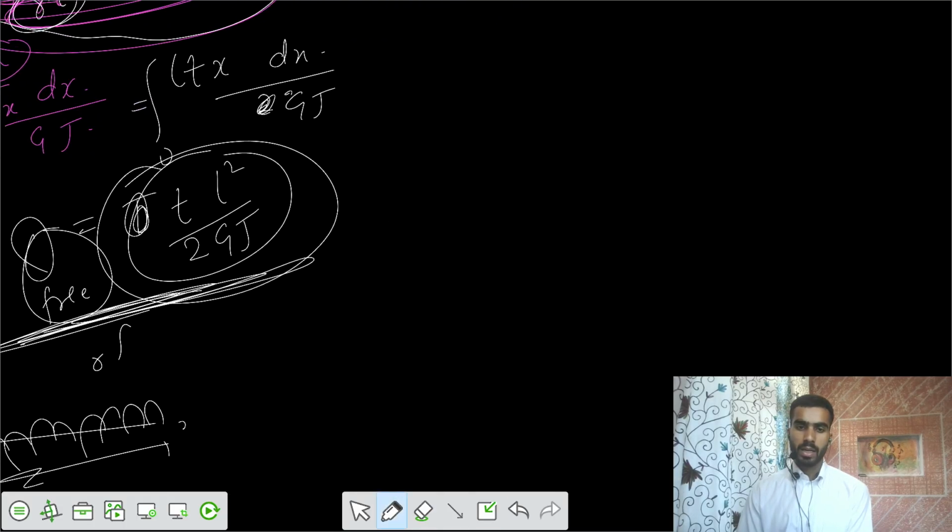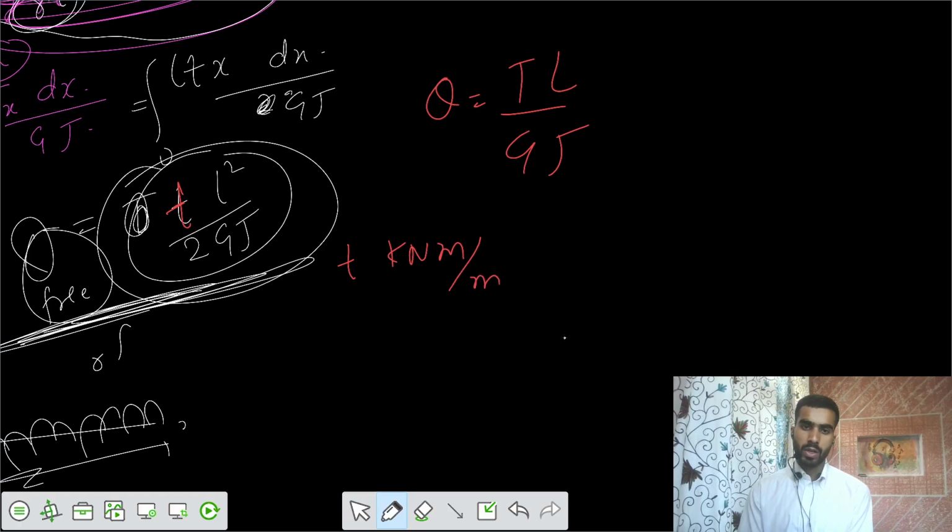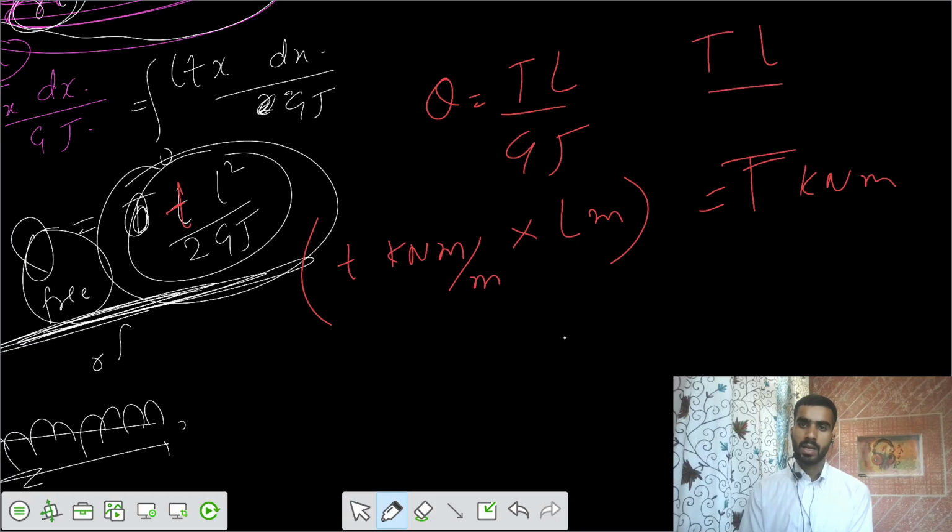If we have that capital T, the equation is theta equals to TL by GJ, because your T is a function of that kilonewton meter per meter. So if you multiply by a length of L meter, you would get a value of net torque T, that's kilonewton meter. Then finally you would get a value of TL by GJ. But based on the integration we did, we got this value of 2 also.